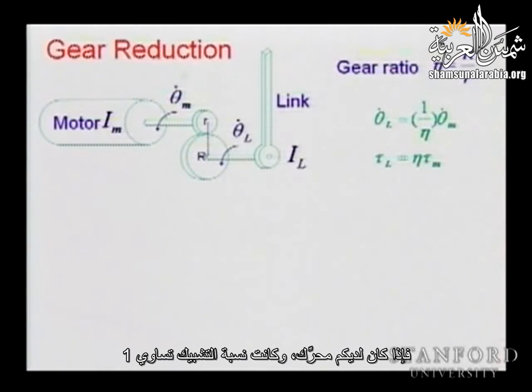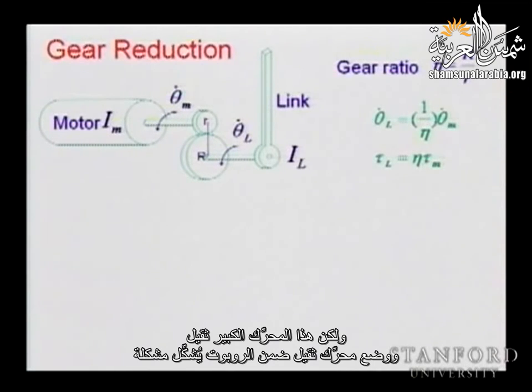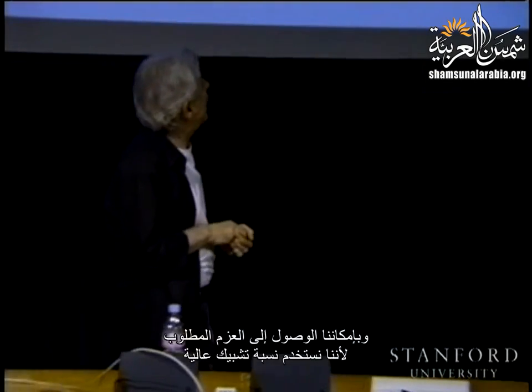if the gear ratio is 1, basically you have direct drive and you need a big motor to produce a torque, right? But this big motor is heavy, and with the robot, putting a heavy motor here is a problem. So what do we do? We put higher and higher gear ratio, reducing the size of the motor. And we can achieve the torque because we are using a high gear ratio.